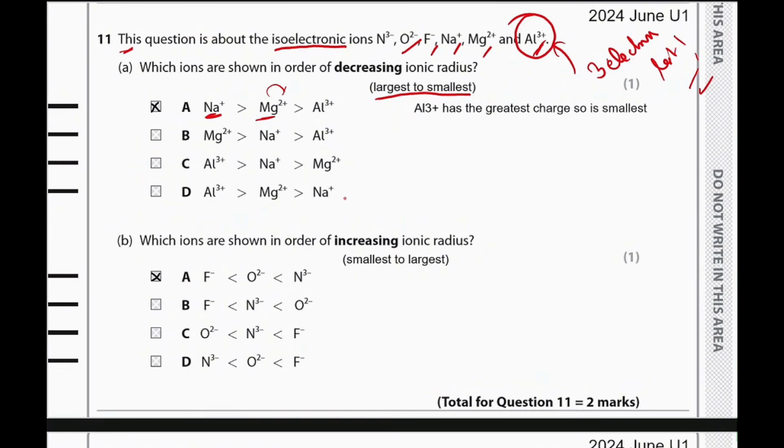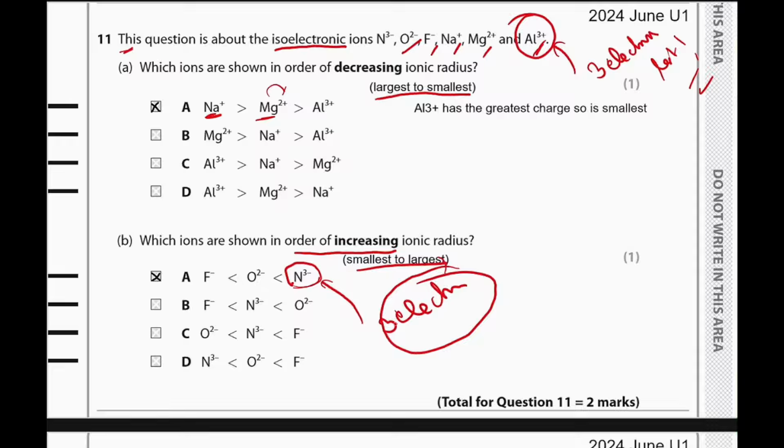Moving on, which ions are shown in the order of increasing ionic radius? Now this is a crucial one. Basically they're saying we need to identify the smallest ionic radius to the largest. Now it is just the opposite of the previous question. Now you have been provided the anions right here. You can clearly see that the nitrogen ion right here gains the highest number of electrons. In other words, it has gained 3 electrons.